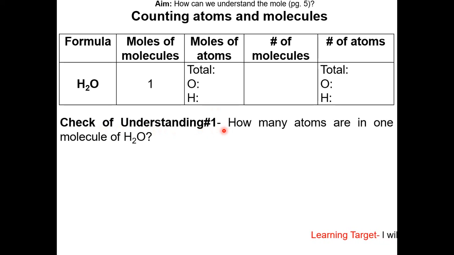Check of understanding number 1: how many atoms are in 1 molecule of H2O? If you look at the chemical formula, there are 3 atoms: 2 hydrogens and 1 oxygen.